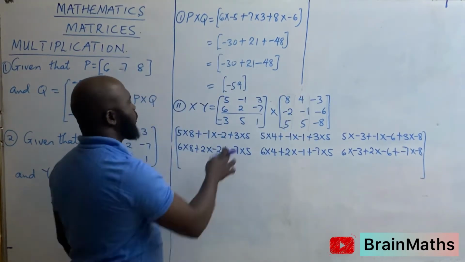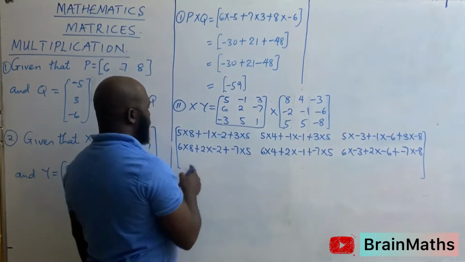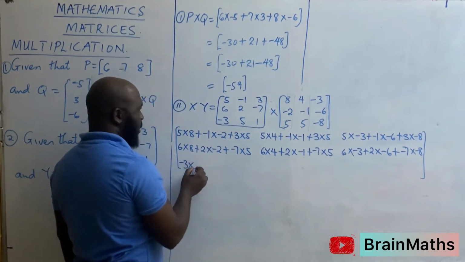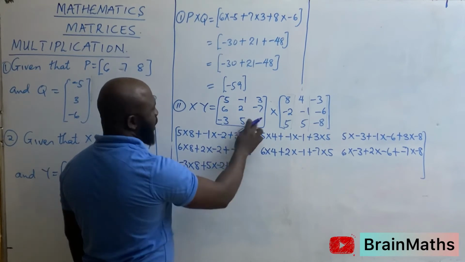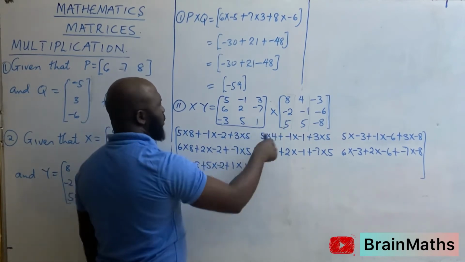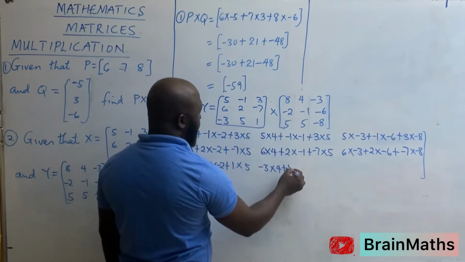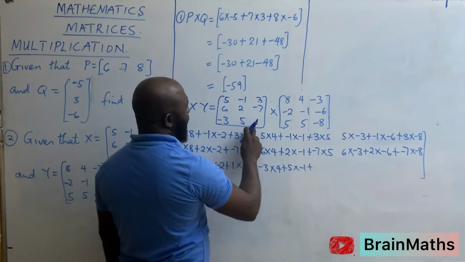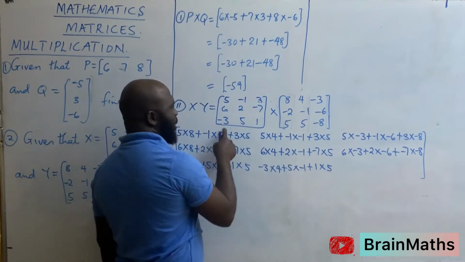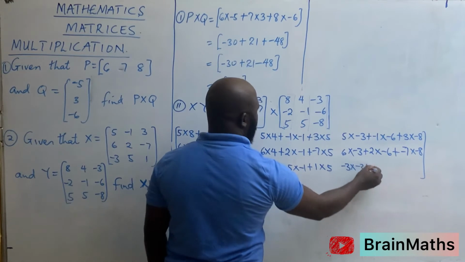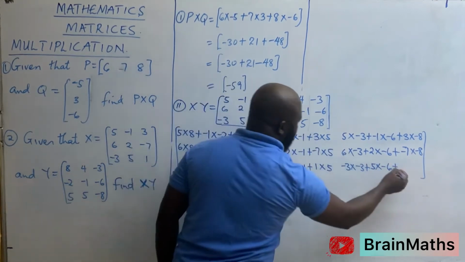And the last one, which is the third row, will be taking on all the three columns as well. So we have minus 3 times 8 plus 5 times minus 2 plus 1 times 5. Then it takes the second column, minus 3 times 4 plus 5 times minus 1 plus 1 times 5. And it takes the last column, minus 3 times minus 3 plus 5 times minus 6 plus 1 times minus 8.